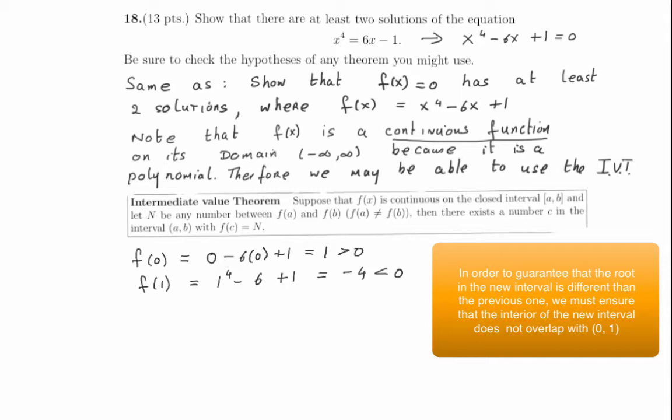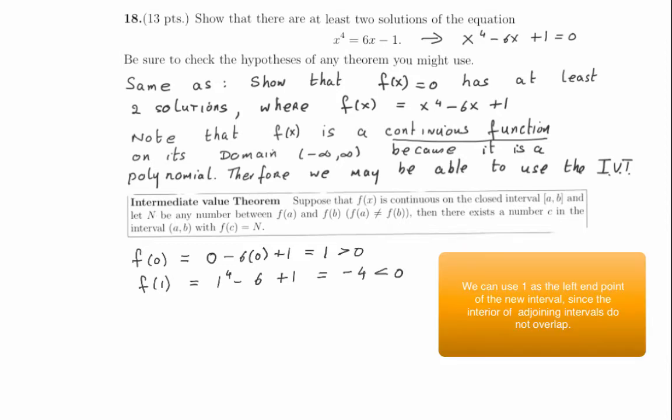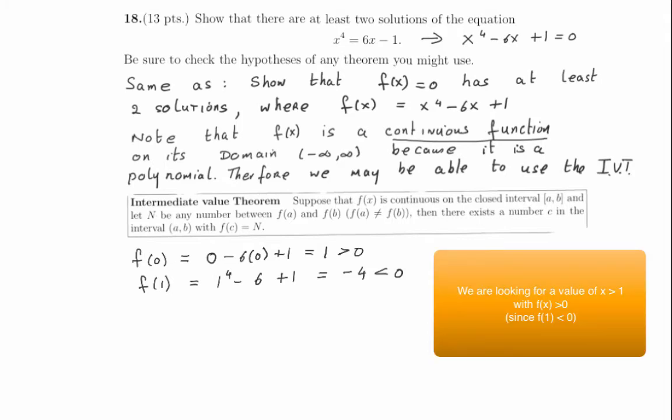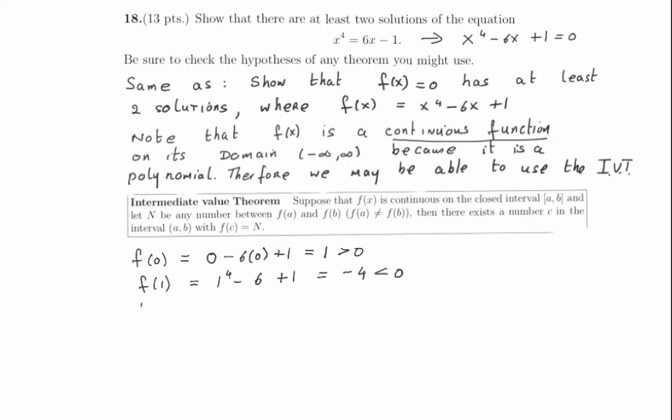We must make sure that the interior of this new interval does not overlap with the open interval from 0 to 1. That will exclude the possibility that the new root is the same as the one we just found. Since we're only worried about overlap of the interiors of both intervals, we can use 1 as the left endpoint of our new interval. We already know that f of 1 is negative, so we'd like to pick an x value to the right of 1 with f of x greater than 0.